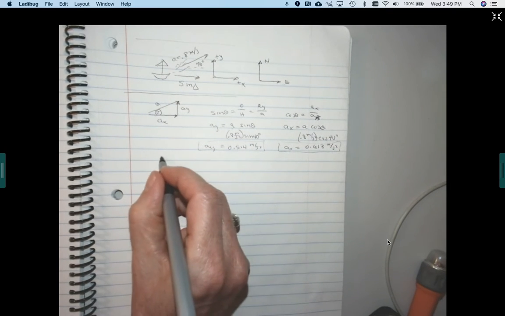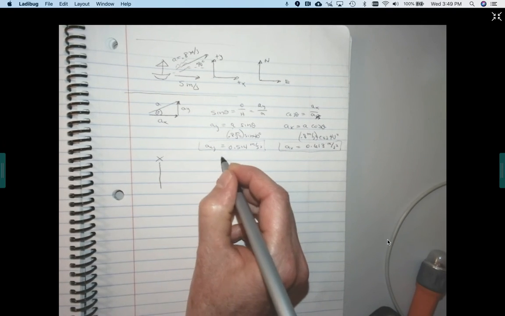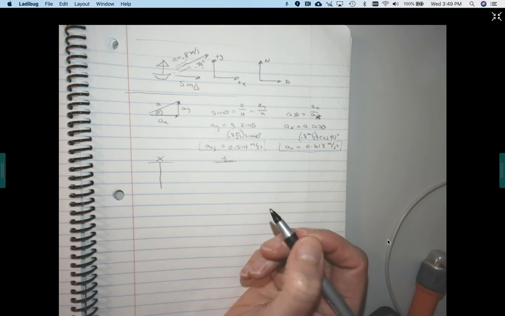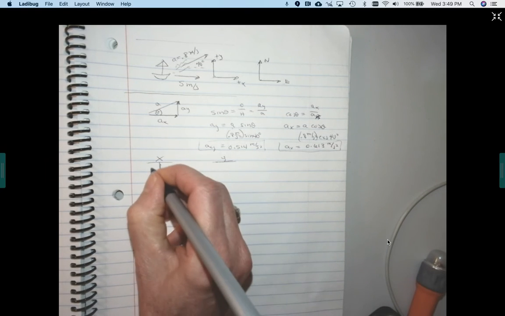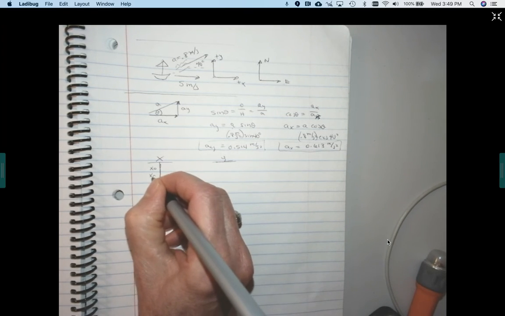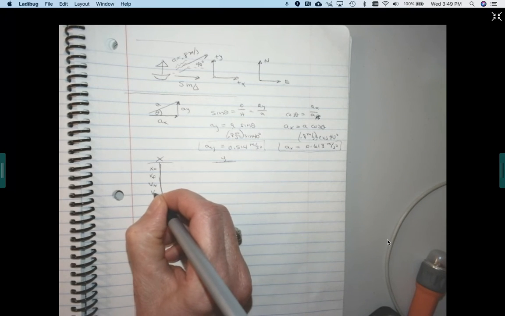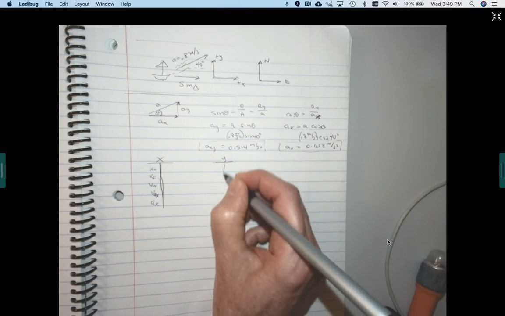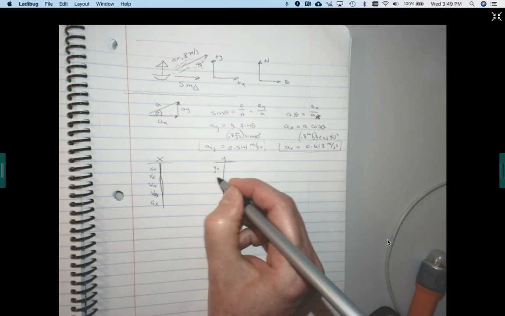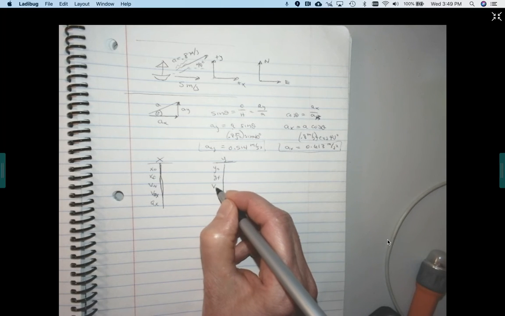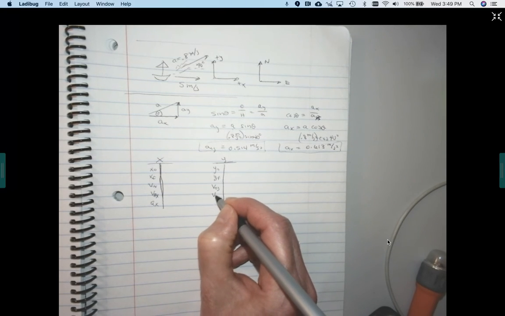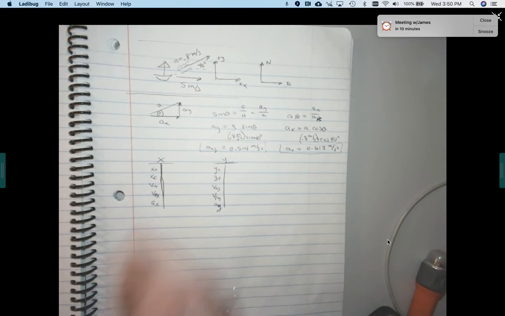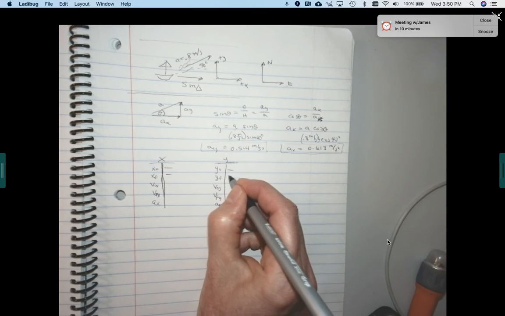So now we can look at our variables. What do we know in the x direction? What do we know in the y direction? This question doesn't actually ask us anything about position, but we can put them down for completeness: x0, x final, v0x, v final x, and ax. And then do the same thing for y. We don't actually know or need the position information, but we'll put it there for completeness: v0y, v final y, and ay. So these we don't know and don't need to know, so I'm just going to put a line there.